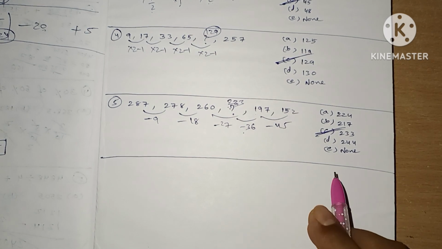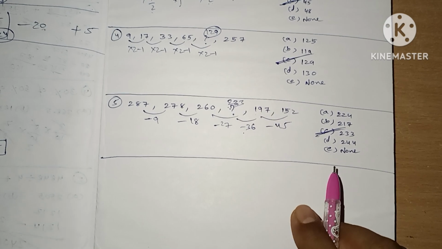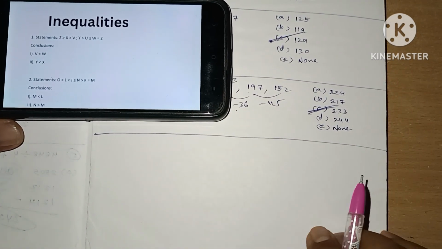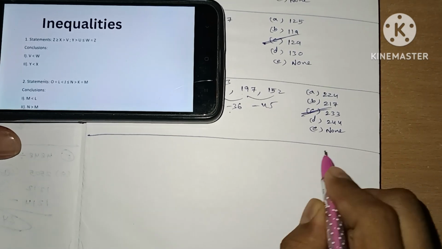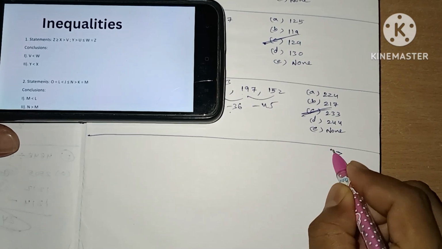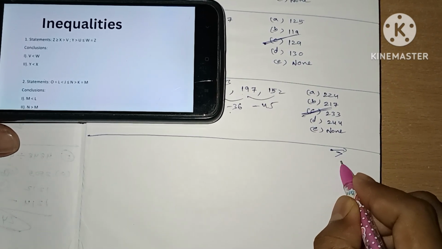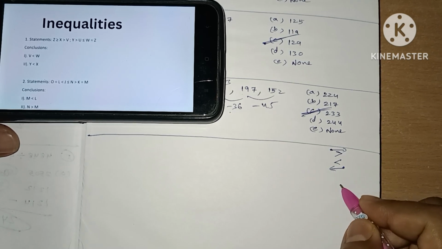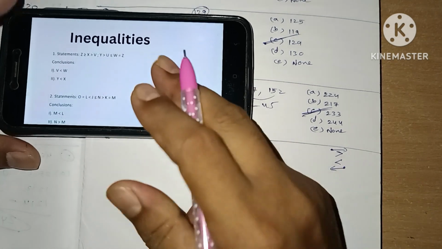Okay. Now we are going to see inequalities. The concept we use here is the flow method. What the flow method is, if we see a symbol like this, the flow goes from this side to this side. If we see a symbol like this, we say the flow goes from this side to this side. Let's understand through the questions directly.